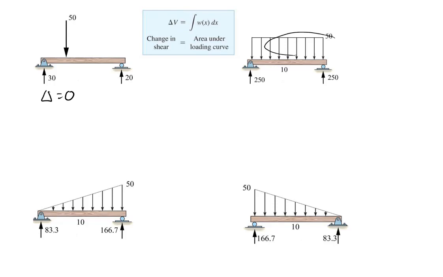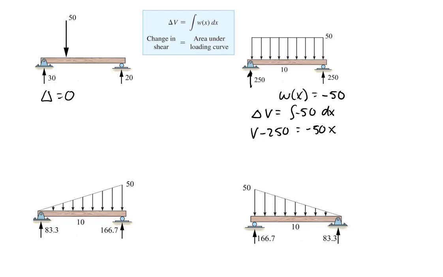Over here, this one does have a load. It is 50 newtons per meter. And so the load here as a function of x is going to be a constant. And it's going to be negative because these are pointing down. So that says that load as a function of x is equal to negative 50. Therefore, the change in shear is going to be the integral of negative 50 dx. And what we have already discovered is that it begins with 250. So I'm just saying shear minus 250 is equal to negative 50x.